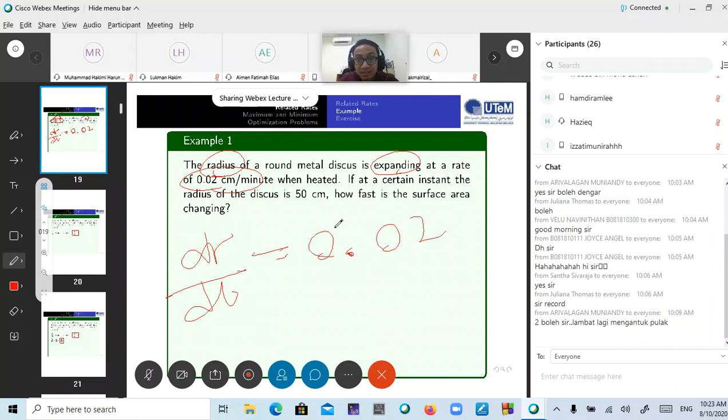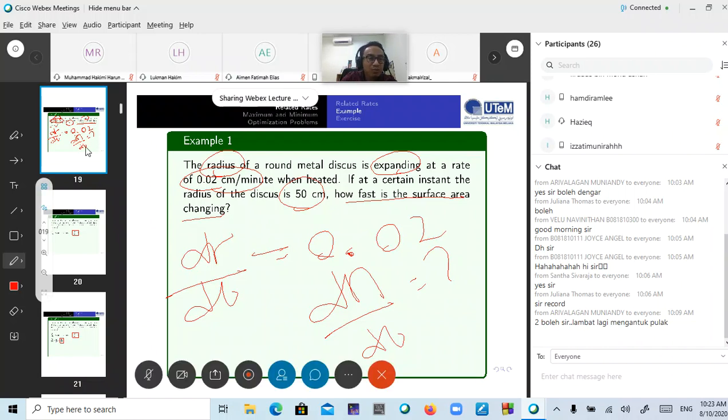Again, listen carefully. If at a certain distance the radius of this disc is 50 cm, how fast is the surface area changing? So what does it want to know? How fast is the surface area changing. So it wants to find dA over dt equal to what. That is what it wants to find.